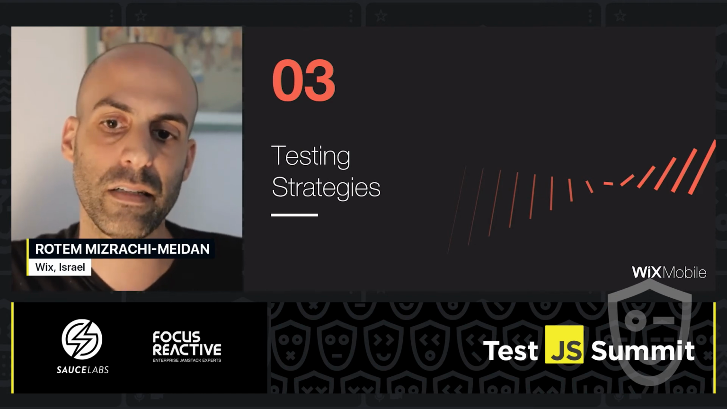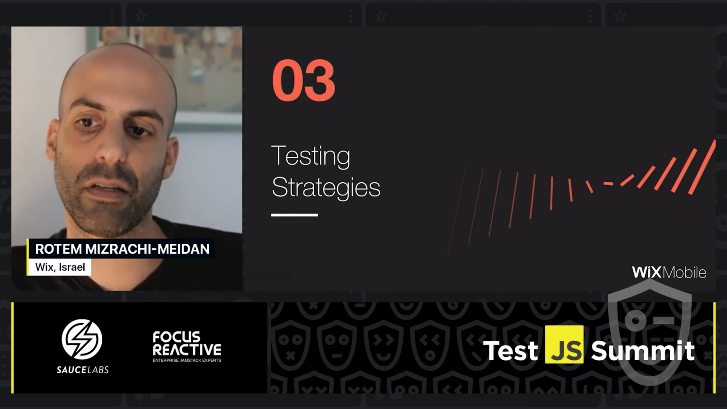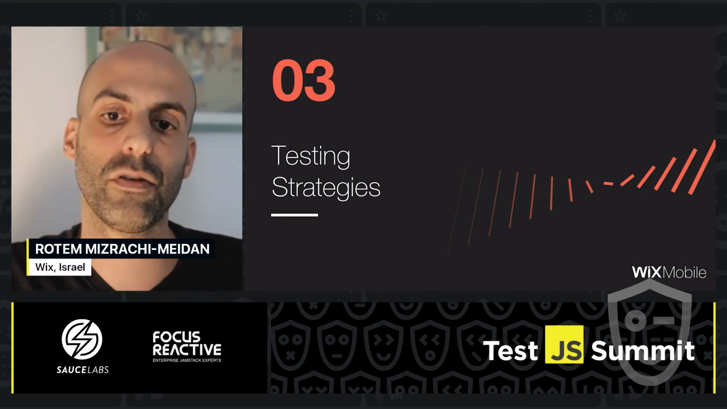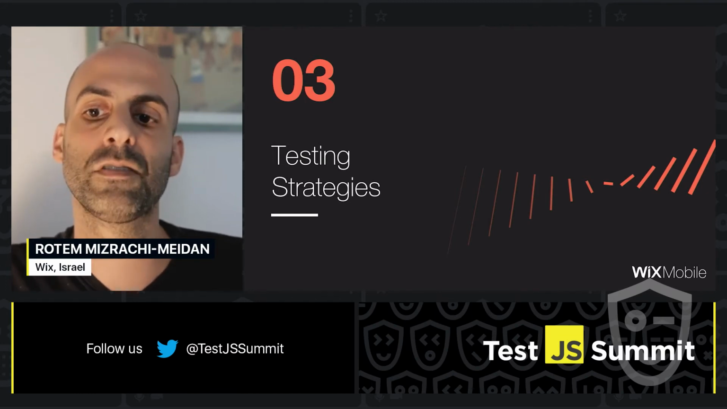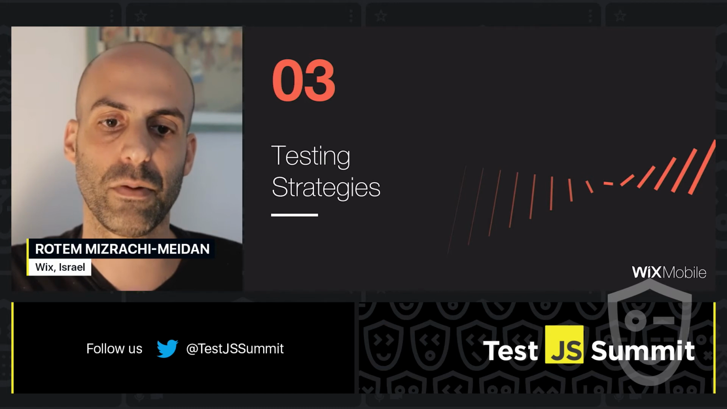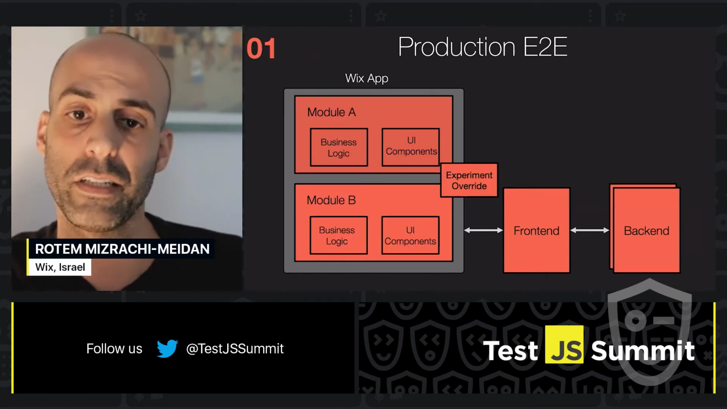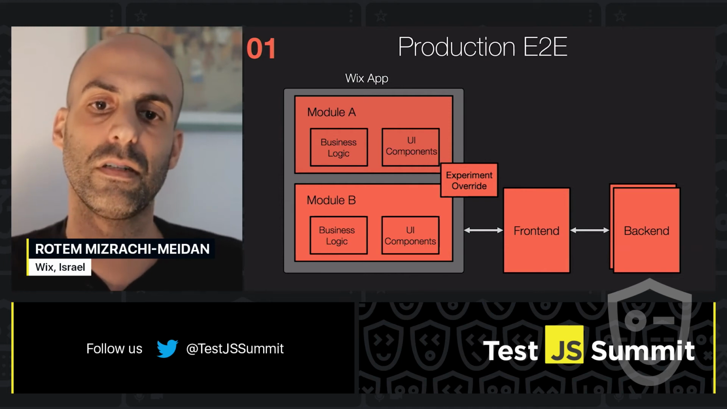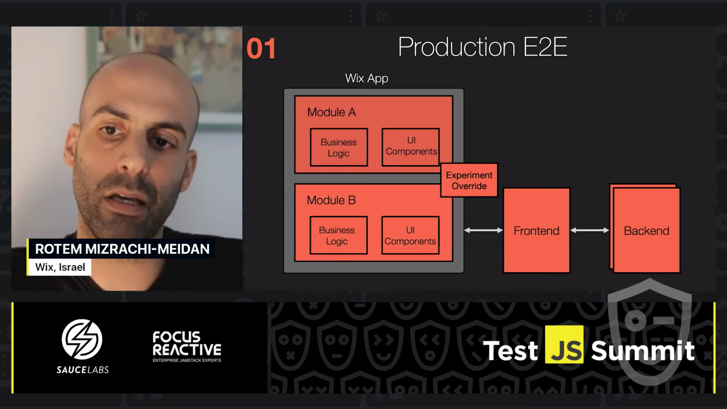On the end-to-end side, we differentiate between a few types of tests and split those into a few test suites and execute them at different timings and different stages of the development cycle. Here are 4 types of end-to-end tests that we have. The first one is production end-to-end. Those run on a fully functional app with very minimal mocking.